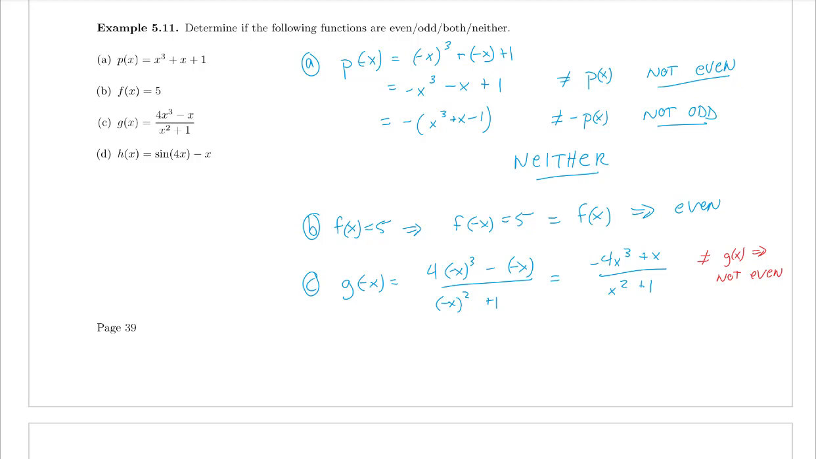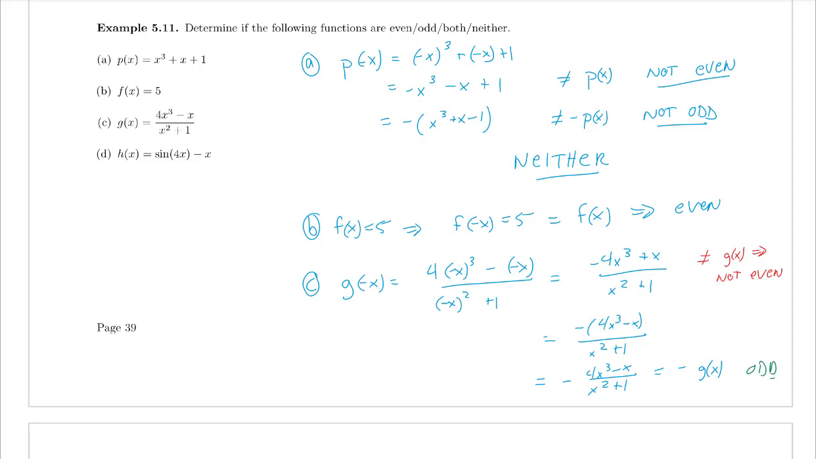But if we do some tricky distribution here, let's try to pull a negative out of the top there. What do we get? Then we get 4x cubed minus x, all divided by x squared plus 1. And we can write that negative just out front. And then we get 4x cubed minus x divided by x squared plus 1. And that is just our g of x there with the negative out front. And this means that it's an odd function.